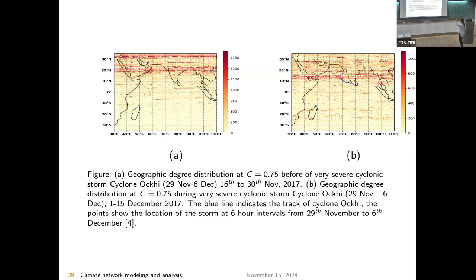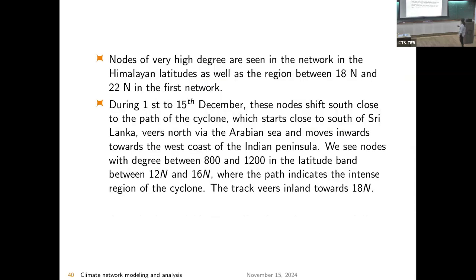It is localized in the more southern part in this region, and you also observe nodes with higher degrees in this region, which is the Himalayan region again. That is quite consistent. So nodes of very high degree are seen in the network at Himalayan latitude as well as in the region between 18 north and 22 north.